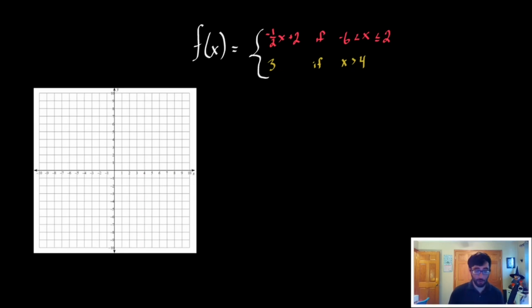So I'm going to jump right in here, and I'm going to graph this first part right here. This is telling us to graph y equals negative 1/2 x plus 2 when x is in between -6 and +2. So I'm going to go ahead and graph this.